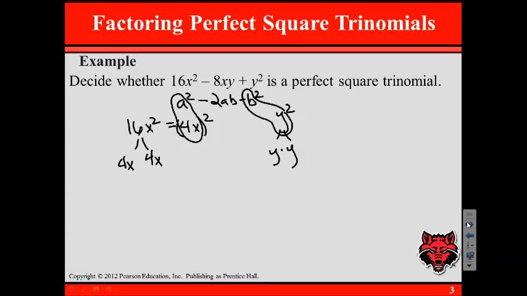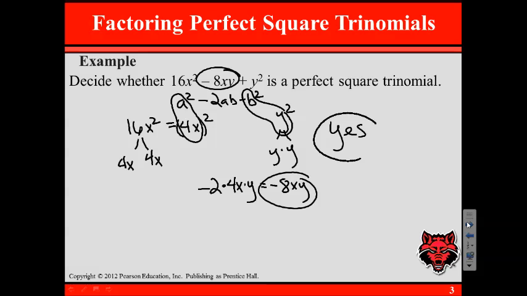The trickiest part is making sure that the middle term is correct. And so we want negative 8xy to be the same thing as negative 2 times the first term times the third term. And so we take negative 2 times 4x, because that took the place of a, times y, because that took the place of b, and that gives us negative 8xy, which is exactly what we see in the middle. So the answer here is yes. This is a perfect square trinomial.